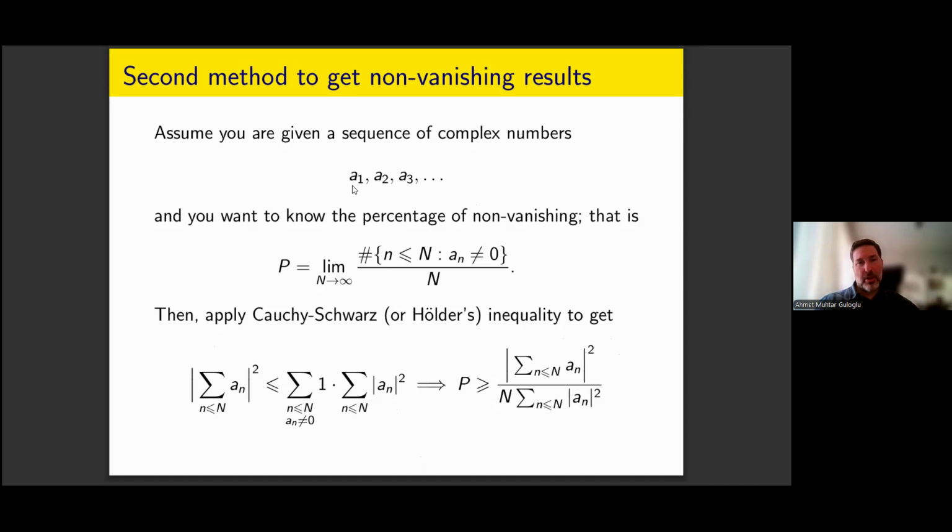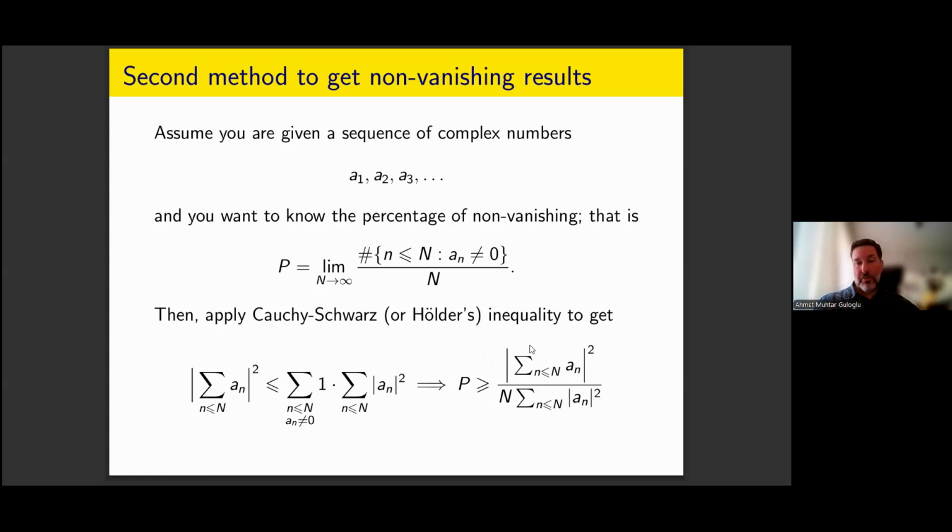For example, if you take all the numbers equal to 1, this sum is going to be n, and this sum is going to be n. They will cancel each other. You will get 100% non-vanishing. But if these guys are like alternating series, like -1, plus 1, -1, plus 1, this guy will be 0 or 1 in absolute value. This sum will be n. So you're looking at basically almost 0% non-vanishing, even though all of them are non-zero. Okay. So in some sense, if there's a lot of cancellation, this won't give you a good result, obviously.